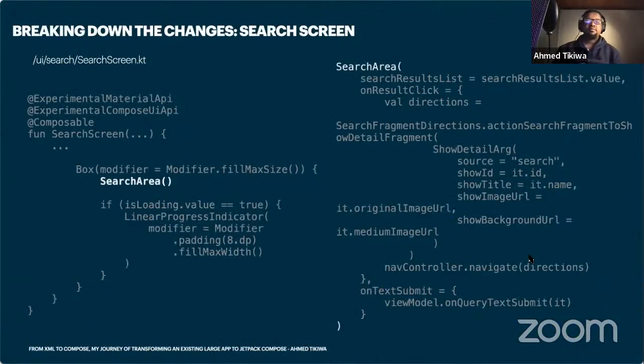In the previous slide, where I showed the search screen composable, I didn't show the full implementation until I covered the above, in order to make things clearer first. So this is the full call for the search area composable, where a list is passed to it. And then when the search area composable's on result click event is invoked, search screen will then call the nav controller as part of the Jetpack navigation library to navigate to the show details screen.